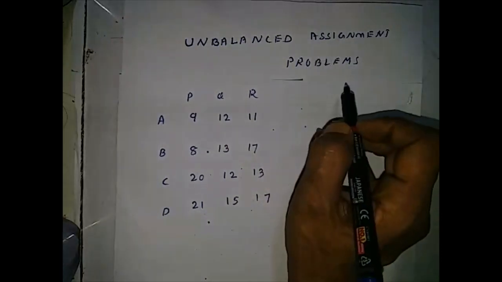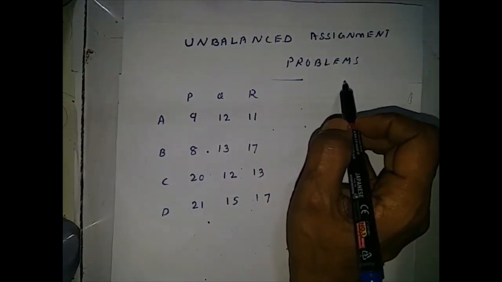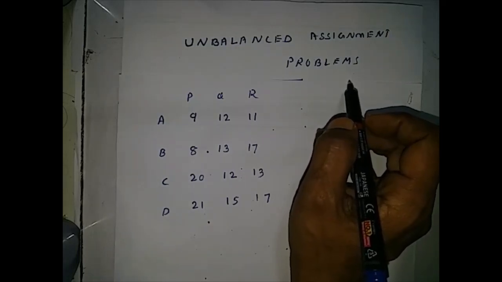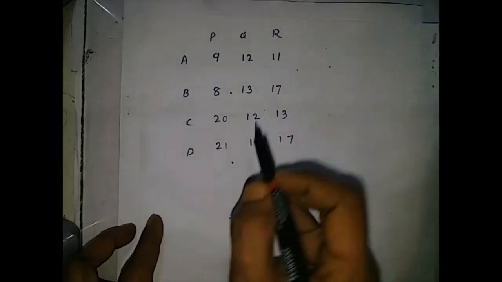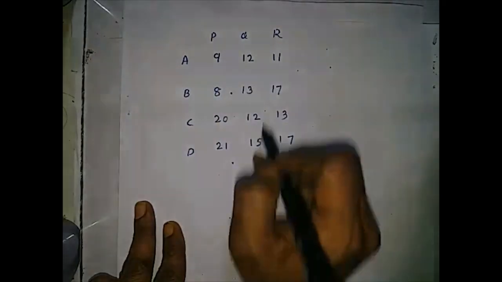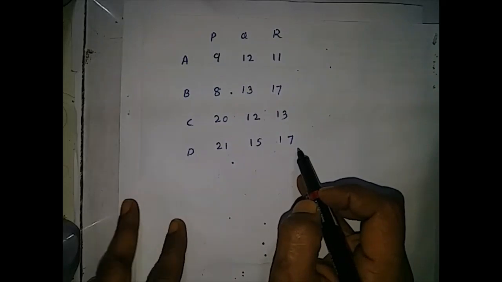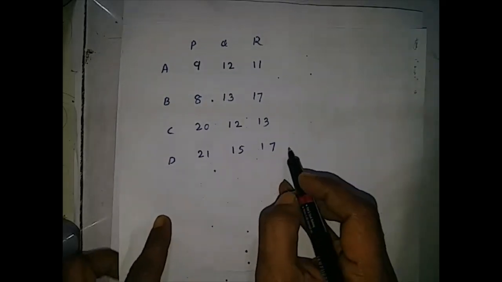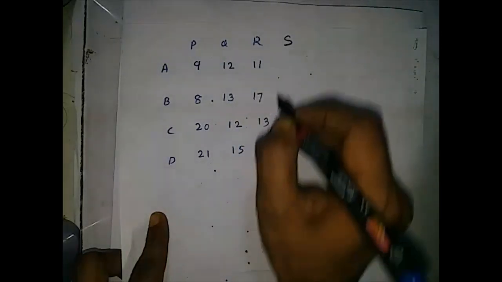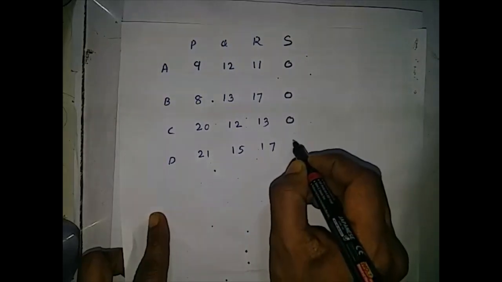Unbalanced assignment problems. Here the number of rows will not be equal to the number of columns. So first we will make the number of rows equal to the number of columns. See this question. Here P, Q, R, only 3 columns are there, but 4 rows are there. So we will add one more dummy column, P, Q, R, S. We are adding one dummy column S so that all costs are 0.